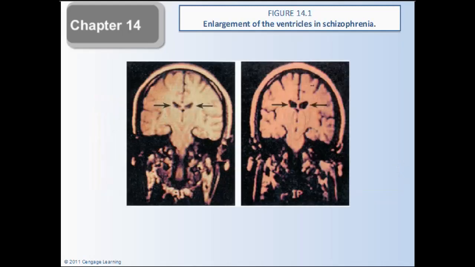In this next slide, you'll see enlargement of the ventricles in schizophrenia. Notice where the arrows are pointing. These are the ventricles. This is caused from global brain atrophy. Notice that there's a shrinking of the cortex. Many scientists believe that the brain continues to atrophy in schizophrenia patients and thereby continues to have an ongoing pathological change in the disease.